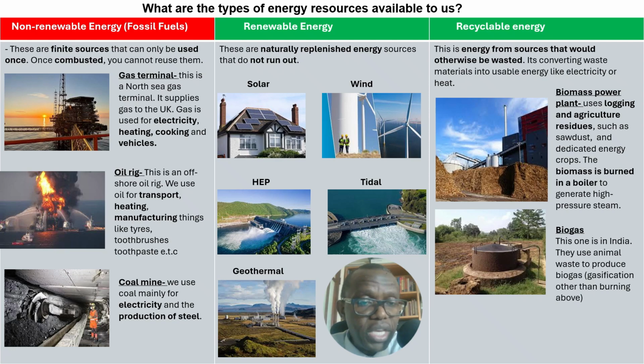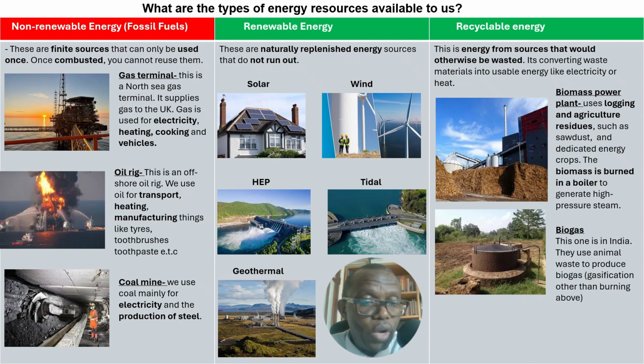Now, the first picture here shows a gas terminal in the North Sea, and this one is supplying the UK with gas that is then going to be used for electricity, for heating, for cooking, and for cars as well, or vehicles. Okay, and then we have the oil rig, and this one here is an offshore oil rig, meaning that it's out at sea.